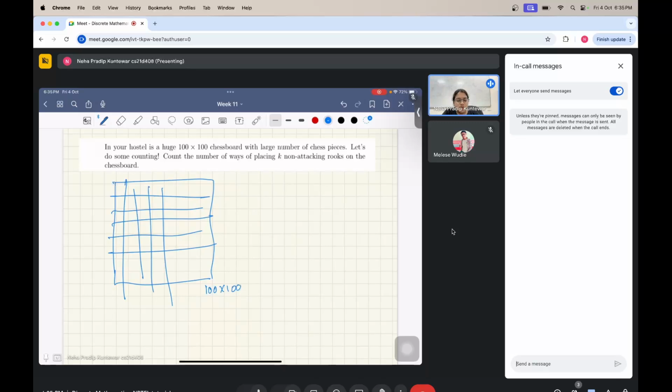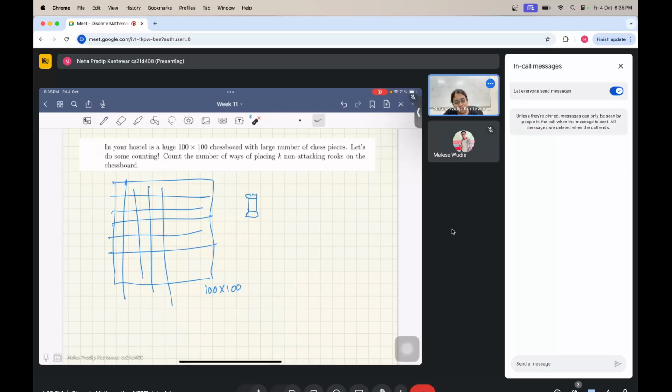And you also have a large number of chess pieces. So now what you do is, you want to place rooks on the board. So you have k many rooks and you want to place them on the board, but there are certain rules that you have to respect.